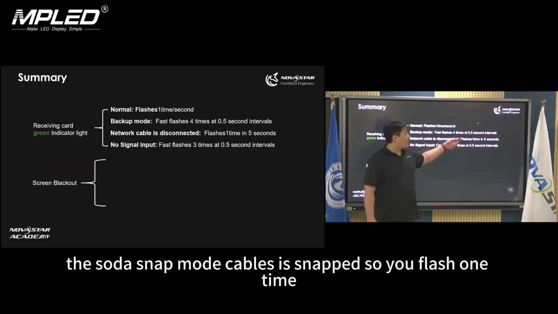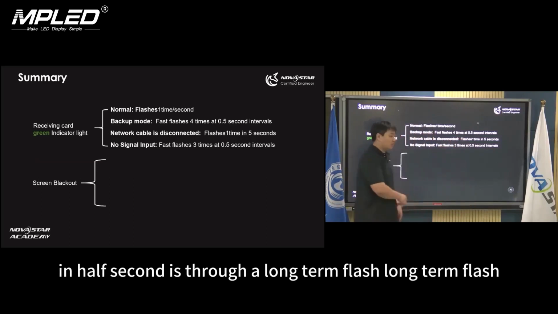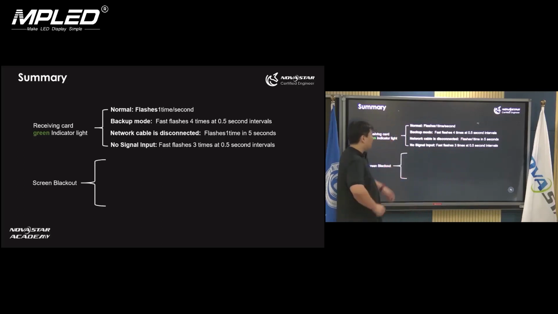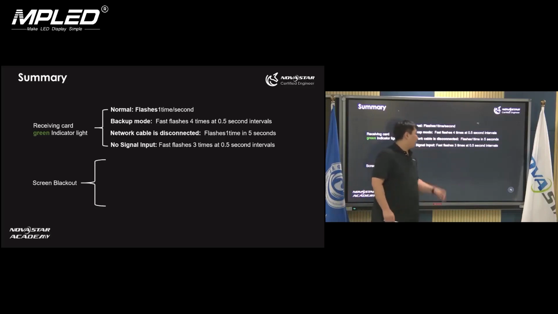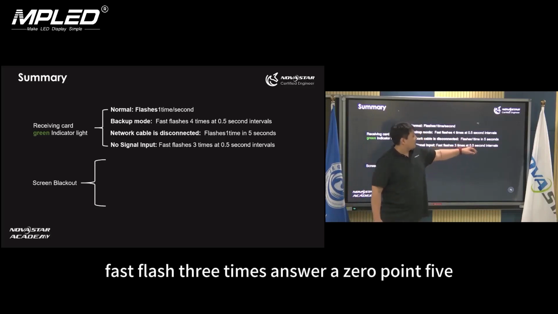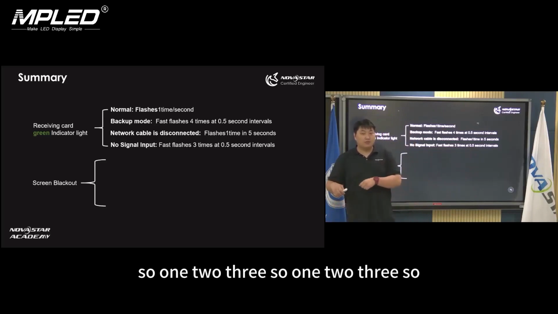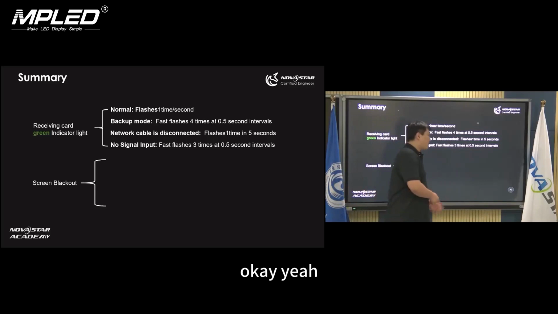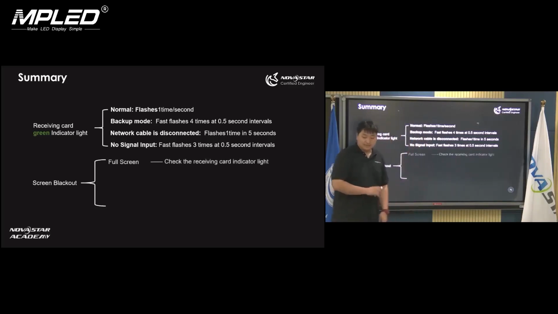And when the network cable is disconnected, it flashes 1 time per half second. It's really a long-term flash. And the last one is no signal input. It flashes 3 times at 0.5 second intervals, like 1, 2, 3, stop, 1, 2, 3, stop. Okay, this is about the green indicator and what it means.